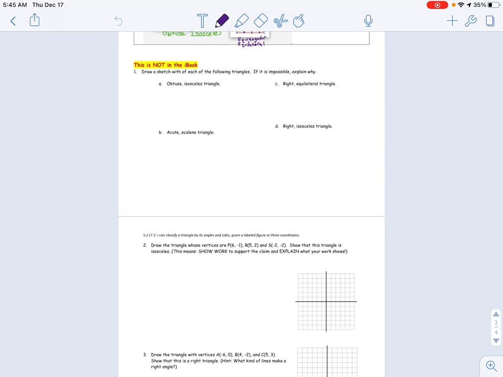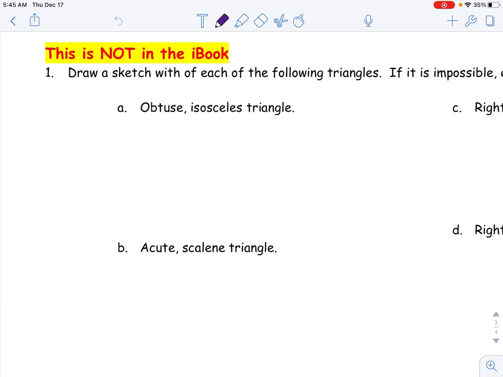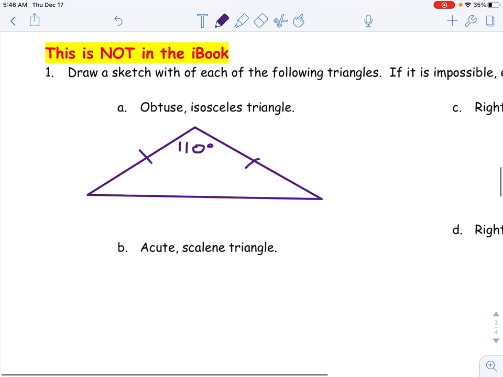Alright, so draw a sketch of each of the following triangles. If impossible, explain why. Alright, so obtuse isosceles triangle. Is this possible? Is it possible to draw a triangle with one angle greater than 90 degrees and two congruent sides? Well, the answer is yes. Alright, I'm going to say this is 110 degrees. Alright, then that's 35 degrees.